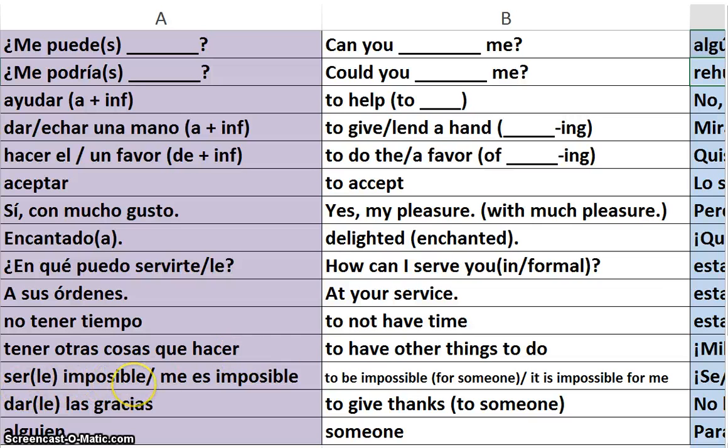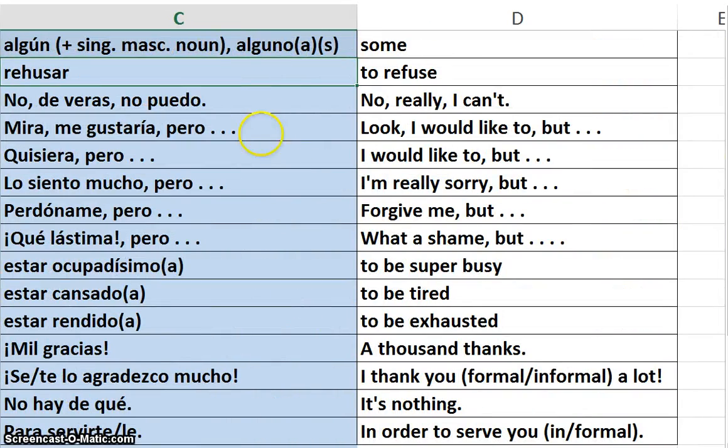To be impossible for someone, since something's happening to or for someone, of course you need an IOP. So if you're saying it is impossible for me, you want the it form of ser and the IOP to match me. To give thanks to someone, this word alguien means someone. Let's see if we have anything to talk about over here. Ooh, algún. We've already seen this word and we know how to use it. If it's followed by a singular masculine noun, you drop the O from over here and add an accent. If it's not followed by a noun that is singular and masculine, you make it alguno. That would be the pronoun. And if it's matching something feminine, it needs to be feminine. And if any of these are plural, it needs to be plural. And all of those mean some.